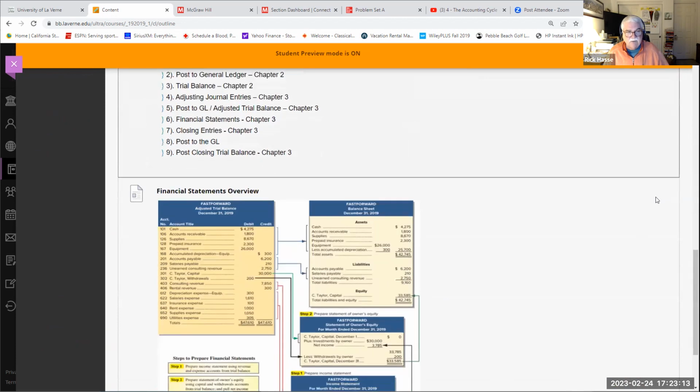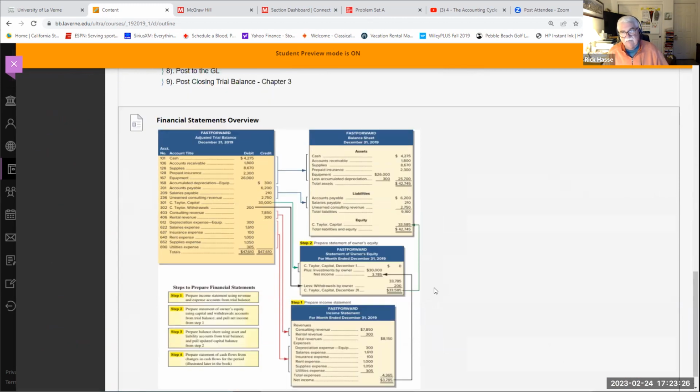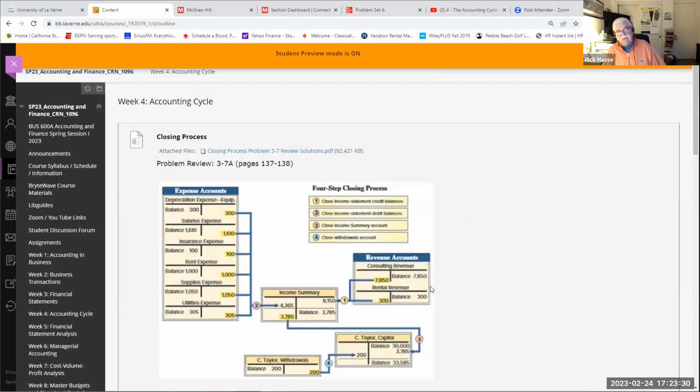And also remember the financial statements overview, how to take the adjusted trial balance and what accounts go into the balance sheet, the statement of retained earnings or equity, and the income statement. This is a nice graphic for those as well. But you're all getting pretty good at putting your financial statements together, and we'll have more practice on that this week in assignment number 3. So let's take a look briefly at assignment number 2 and some of the solutions for that work.